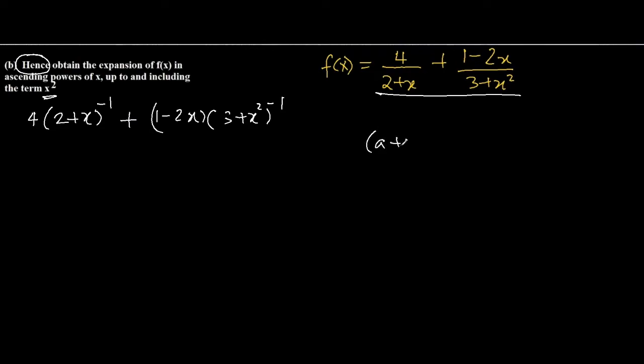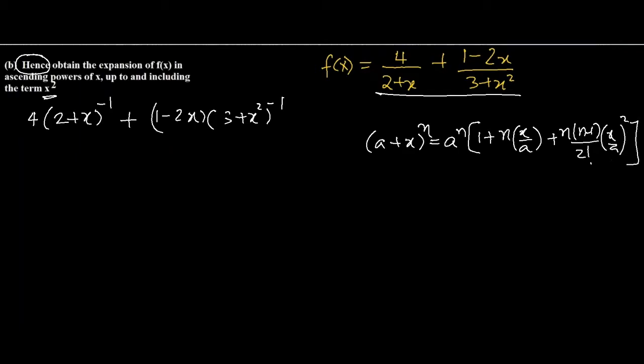(a + x)^n equals a^n times [1 + n x/a + n(n - 1)/2! x^2/a^2]. Because we have to go up to x squared only, I will write just this. Alright, so let's do them separately. I'll expand this one first.